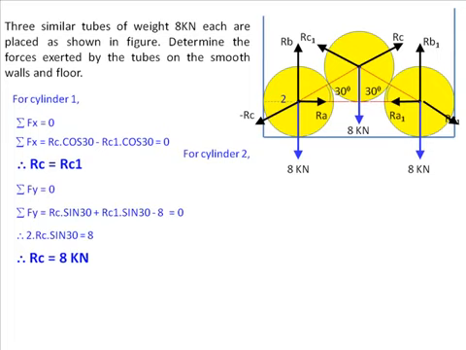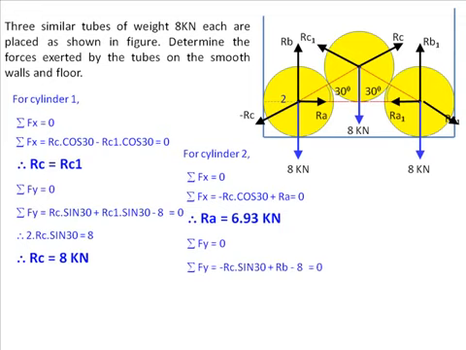Now cylinder 2, again I write sigma Fx 0, sigma Fy 0. Sigma Fx 0 tells me minus RC cos 30 plus RA equal to 0. That gives me RA. And sigma Fy equal to 0 tells me minus RC sin 30 plus RB minus 8 is equal to 0. That gives me RB. RA and RB were essentially asked. So those are found on the right side. And the reactions are the same because of the symmetry of the problem.